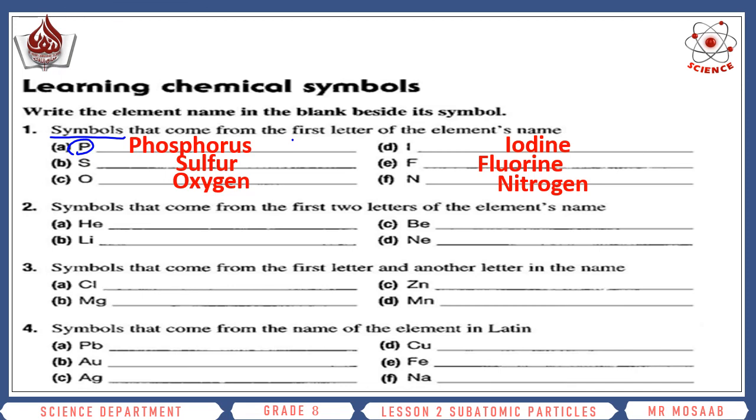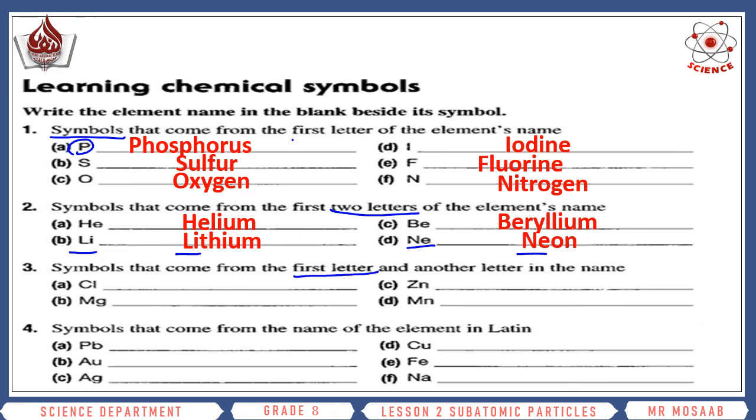Second example, symbols that come from the first 2 letters of the element's name. As you can see here, lithium, Li, neon, Ne. Now, the third question, symbols that come from the first letter and another letter that is not at the start of the name of the element.